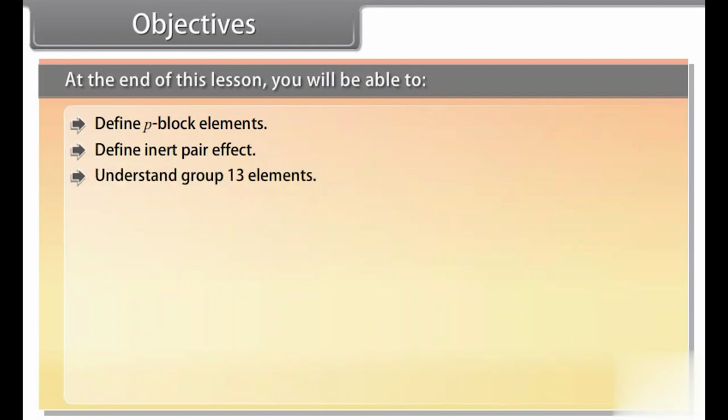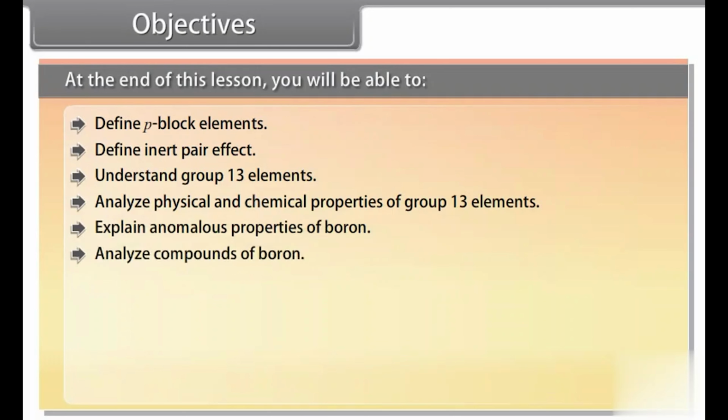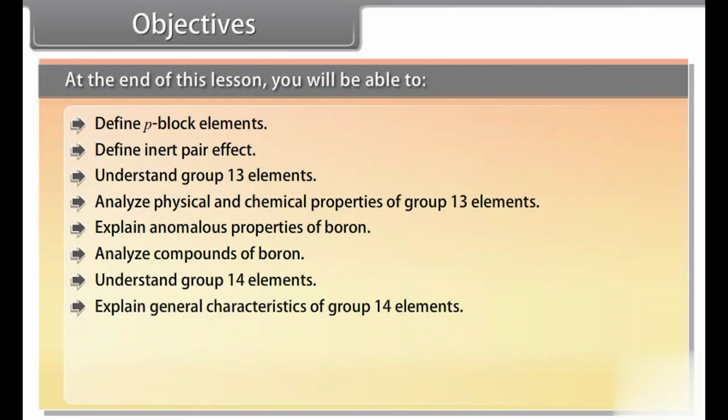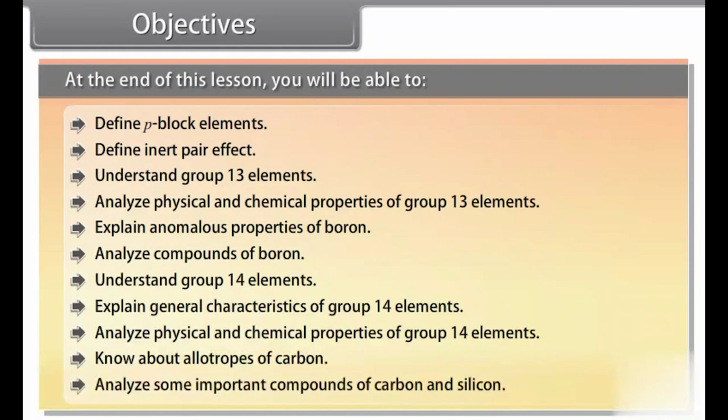Objectives. At the end of this lesson, you will be able to define P block elements, define inert pair effect, understand group 13 elements, analyze physical and chemical properties of group 13 elements, explain anomalous properties of boron, analyze compounds of boron, understand group 14 elements, explain general characteristics of group 14 elements, analyze physical and chemical properties of group 14 elements, know about allotropes of carbon, analyze some important compounds of carbon and silicon.